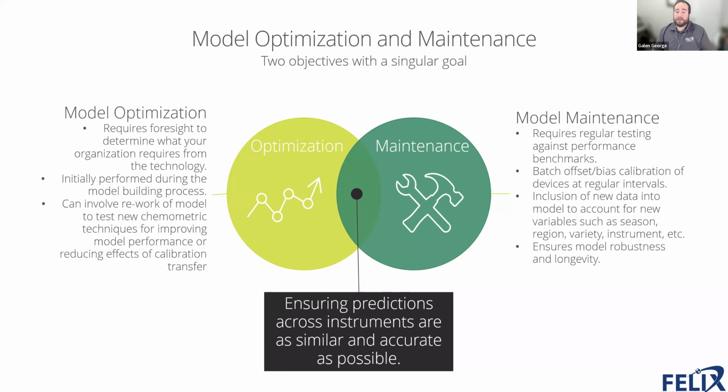but model maintenance is more about making sure that your model is robust and is going to perform well season over season, year over year. To make sure your model is performing at that level, you're going to need some kind of testing scheme where you're performing regular testing against some kind of benchmark. And you're going to need to establish standards for how you do that testing and how often you do it. And it's going to be different for every user and every organization.